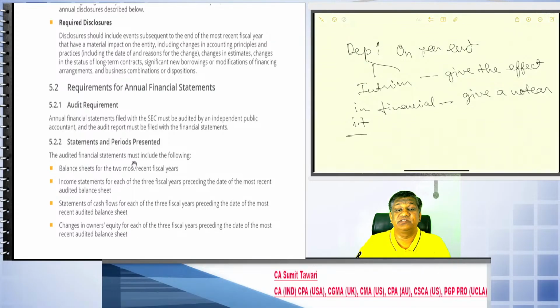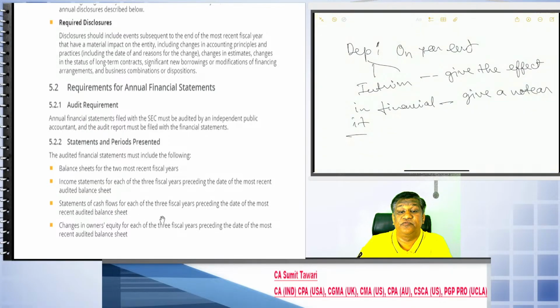The audited financial statement must include the following: balance sheet for the two most recent fiscal years. Okay, income statement for each of the 3 fiscal years preceding the date of the most recent audited financial statement. So income statement we need to produce for the 3 fiscal years. Okay, balance sheet we need to produce for the 2 most recent fiscal years. Okay, so that is the difference.